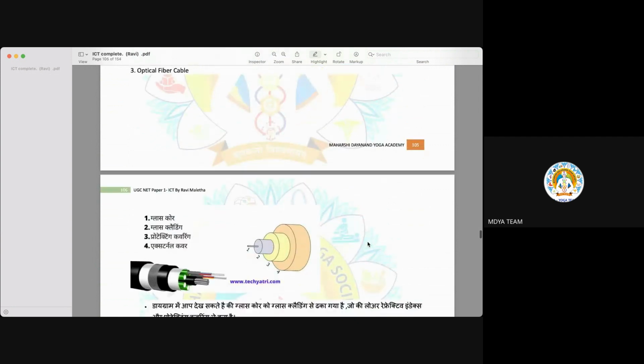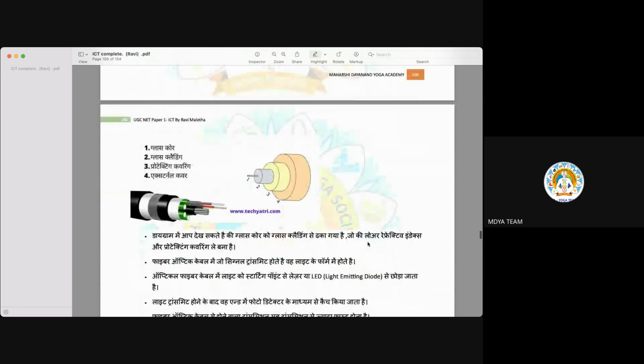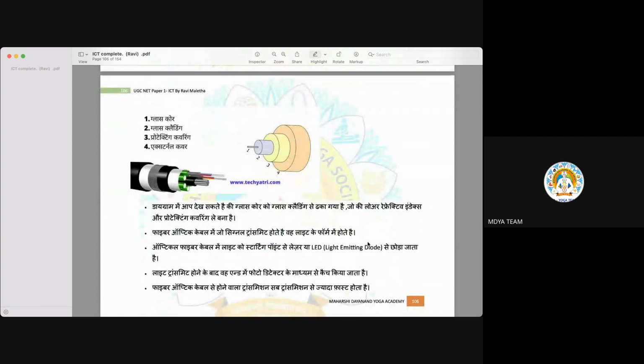Then optical fiber cable, this is again very useful, and its capacity is very, very large because the fibers are very fine, like a thread of our hair. They have such thickness. They are made of glass, and the signals here are in the form of light, laser beams, or sometimes infrared.